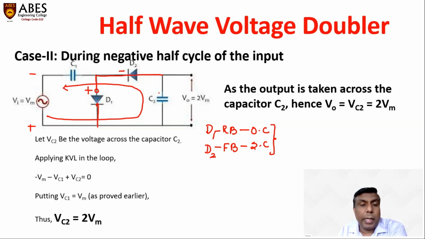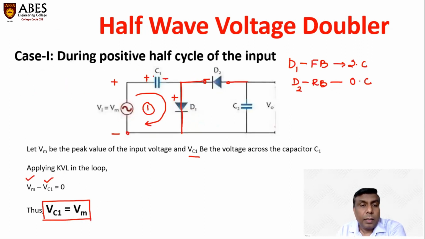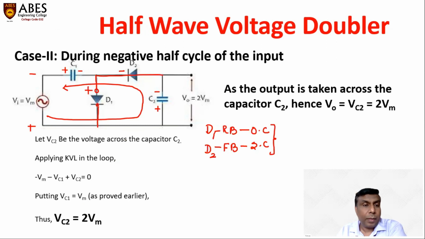Now let's see what the polarity of capacitor C2 will be, because this is negative. The upper plate of capacitor C2 will be negatively charged and the lower plate will be positively charged. But the polarity of capacitor C1 will remain the same, because in case number 1, the first plate of C1 was positively charged and the second plate was negatively charged. This is the beauty of a capacitor: once it is charged with some polarity, the polarity remains the same.